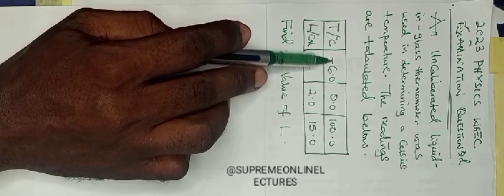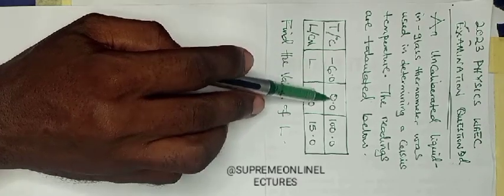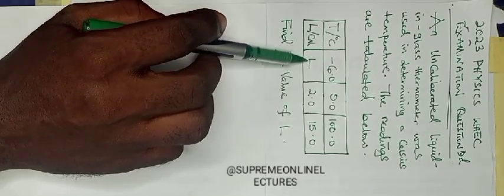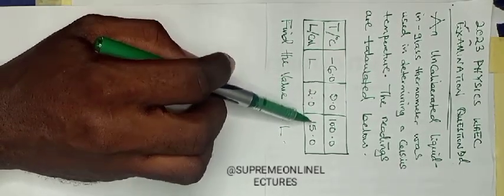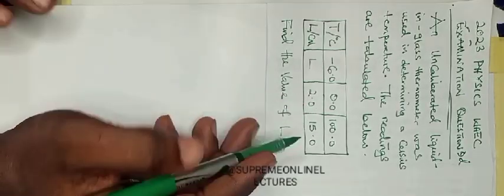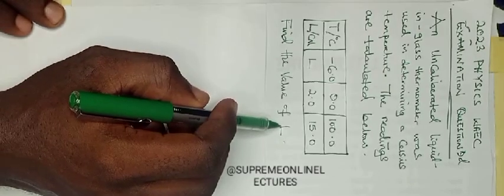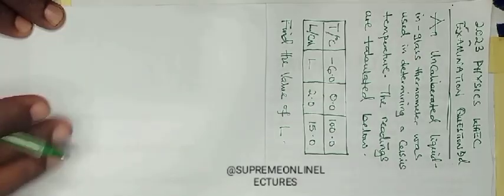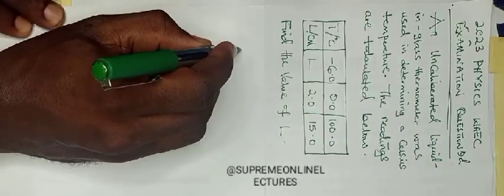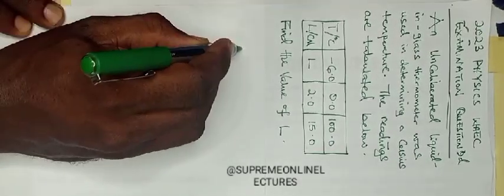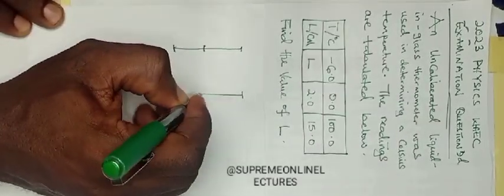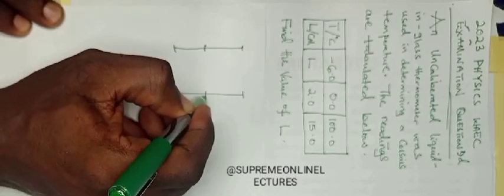The values here we have minus 6, 0, and 100. Value here is L, 2, and then 15. So the instruction says find the value of L. For us to get L, we have to compare the two thermometers. So let me start by drawing the Celsius thermometer, which was used to compare with the other thermometer.